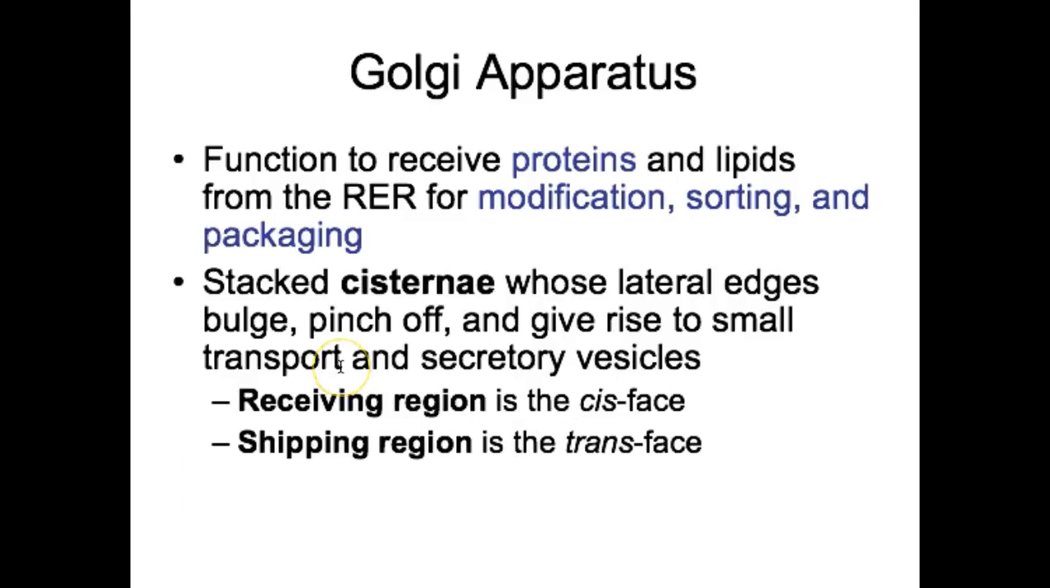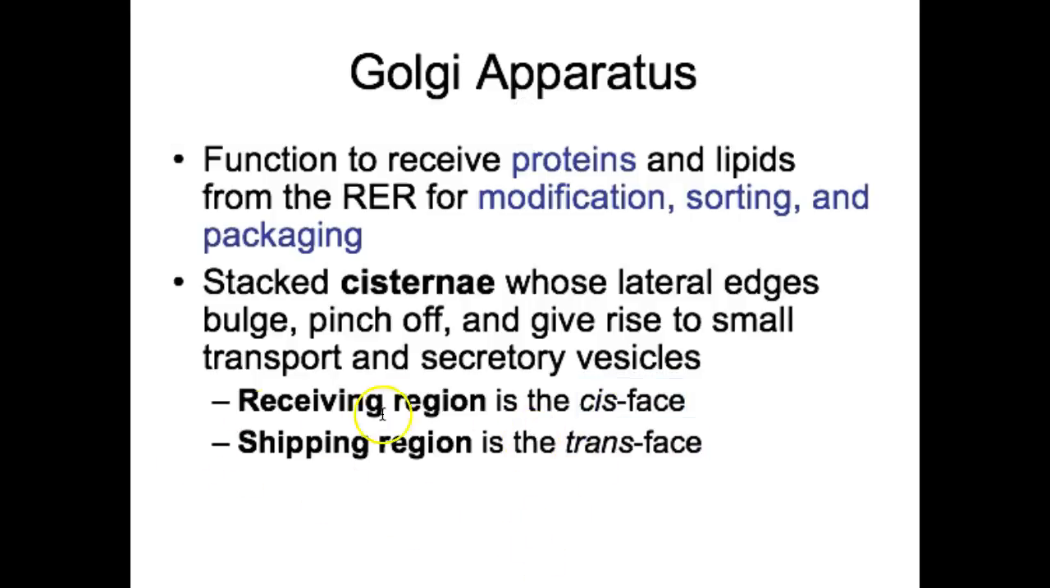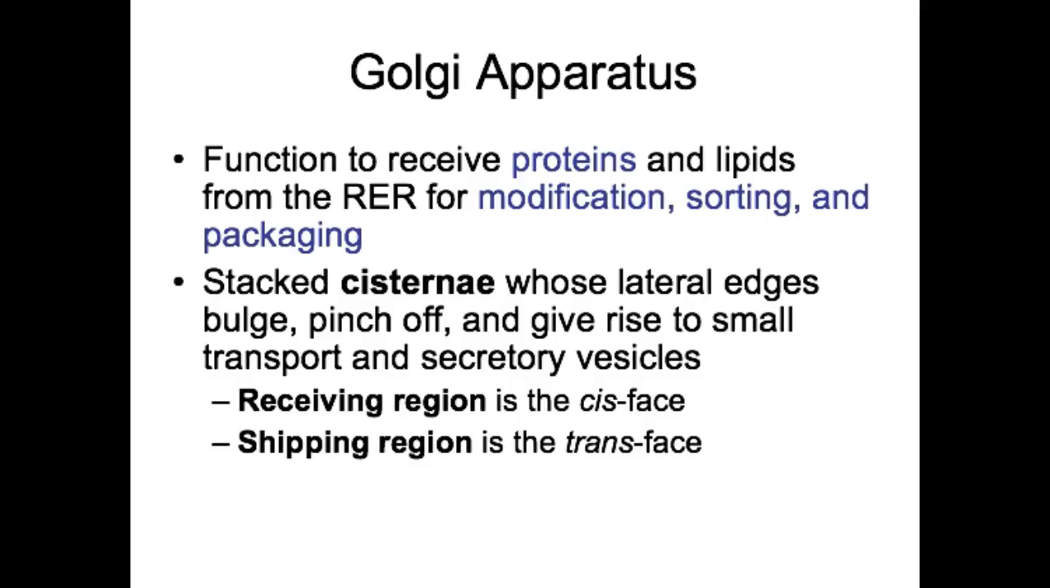And then you have a sort of arrangement. You have a cis face and a trans face. The receiving region is the cis face. The shipping region is the trans face. Consider the roots of these words. Cis means same, trans means opposite or across. This is a phrase you'll see a lot in chemistry in general. So that helps you make sense of its positioning. The cis face faces the rough endoplasmic reticulum, and the trans face faces the plasma membrane.